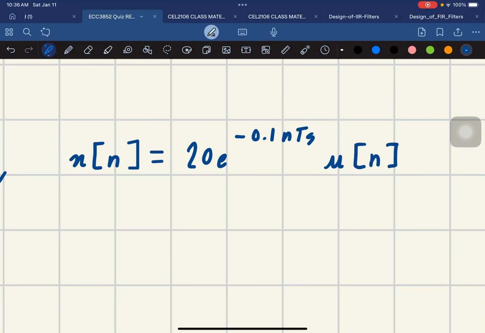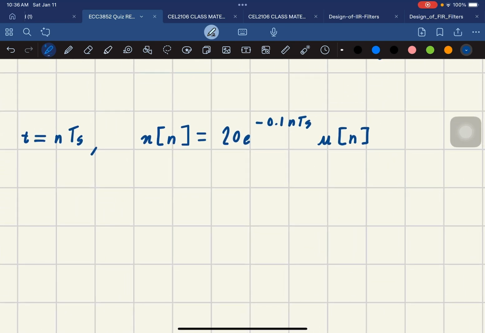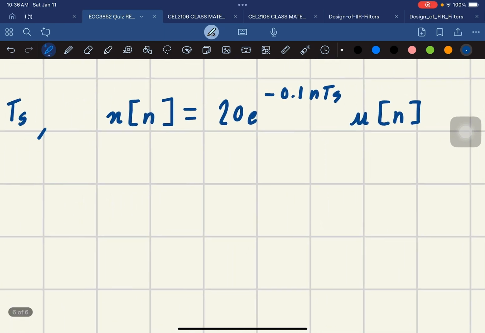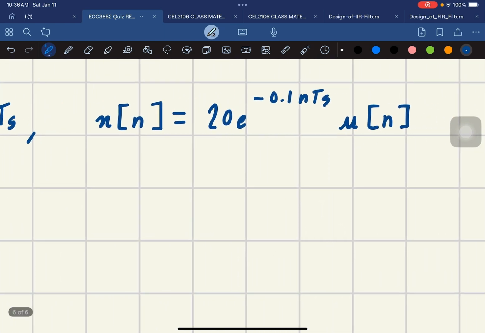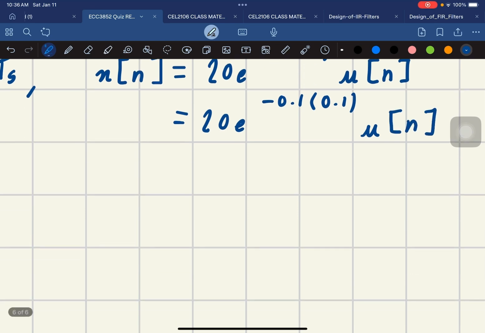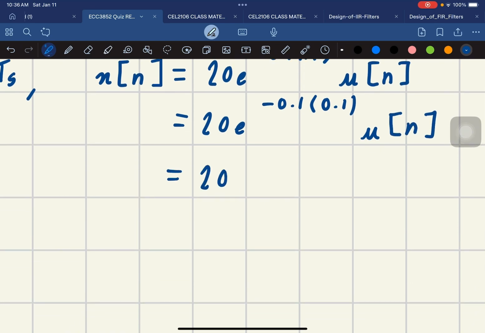u[n] is the discrete unit step function. So if we substitute t equal to nTs, 0.1 n, it will be 20 e to the negative 0.01 n u[n].